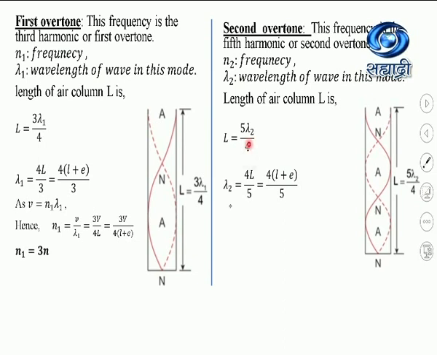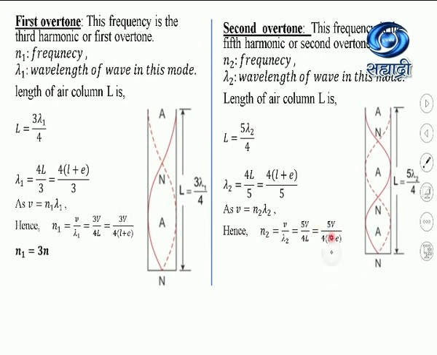Now from this equation we get lambda 2 = 4L upon 5. Capital L we can write as small l plus e. So the velocity of the wave in this mode of vibration can be written as v = N2 lambda 2. From this, the frequency N2 = v upon lambda 2. Lambda 2 is already obtained in the previous equation. Substituting in the denominator, we get 5v upon 4L. Here capital L is l plus e, and therefore the frequency N2 = 5v upon 4(l + e).